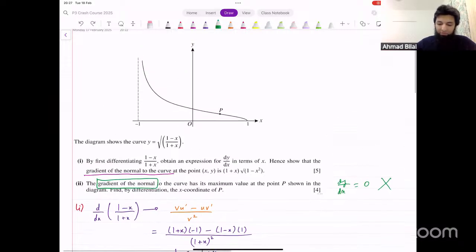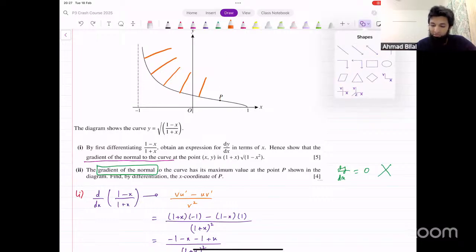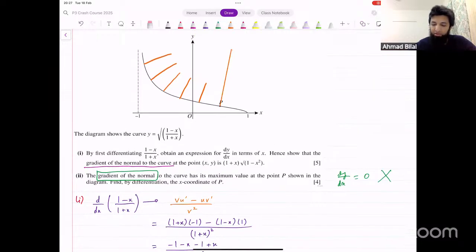Okay, so it's basically like this. The normal would be in this direction, in this direction at different points. The normal at the point P, that's the steepest, that has the highest gradient, right? So at this point, the normal would have the highest gradient. That's the point that we're looking for. Now, how do you find that?